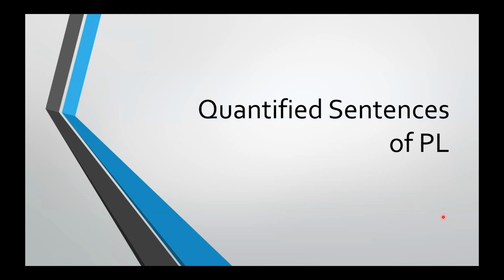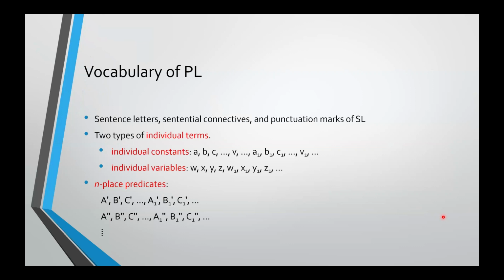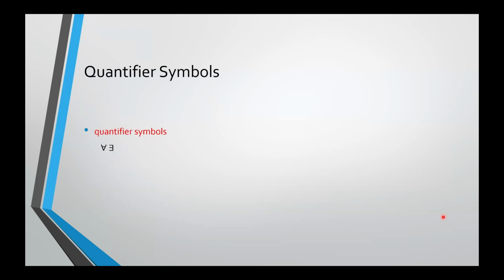In this video, we're going to look at sentences of PL that contain quantifiers. So this is what we've seen so far. This is the vocabulary of PL that we've seen, and we've seen how to construct atomic sentences out of it and then truth functional compounds of atomic sentences. The last two elements of the vocabulary of PL are the quantifier symbols.